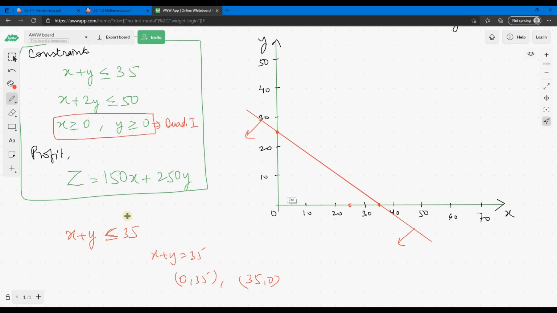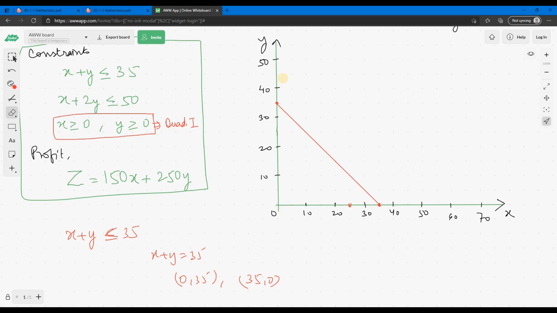Oh, I just noticed that I drew this line wrongly; it is passing through 35, 0 and 0, 25, so that's my mistake. Let me just correct it. Let me rectify this. So this point is going to be 35, 0. I don't know why I did that. Sorry. So this is 35, 0 and this is 0, 35. Now we have to join these by a line, so this is the line, and the region is below this.